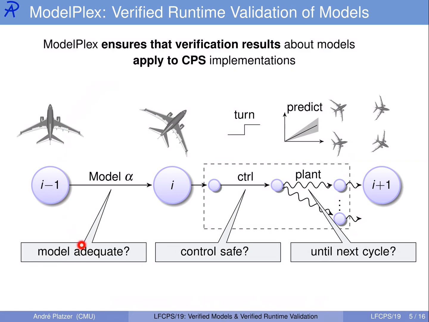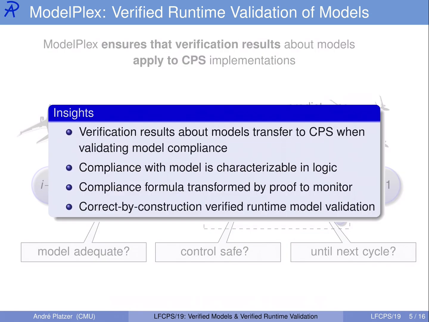We will talk about this, the control and the prediction monitor, one step at a time. With the main insights being that verification results about models transfer to the CPS when validating model compliance. And this compliance with models is actually characterizable in logic. I'm sure you can guess it's differential dynamic logic for the job. And compliance formulas can then be transformed by proof into a monitor, which gives us a correct-by-construction verified runtime model validation approach.